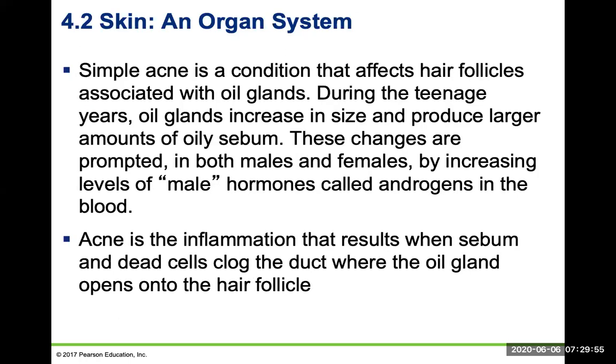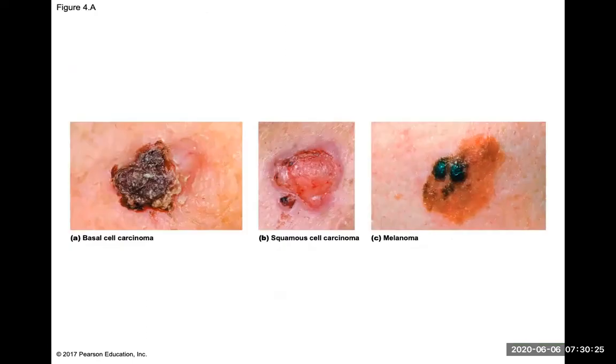We'll talk a little bit about acne. Simple acne is a condition that affects hair follicles associated with oil glands, and oil glands increase during your teenage years and produce larger amounts of oil. These changes are prompted by increasing levels of male hormones called androgens in the blood. And acne is just the inflammation that results when the sebum, the oil, and dead cells clog a duct where the oil gland opens into the hair follicles.